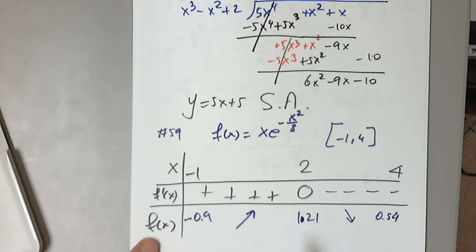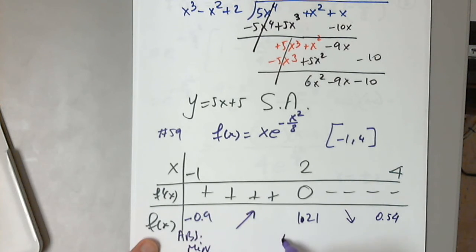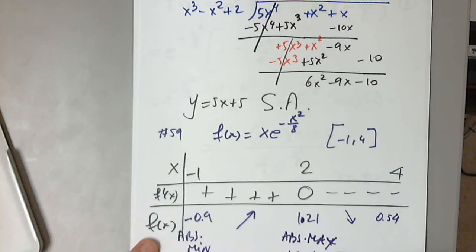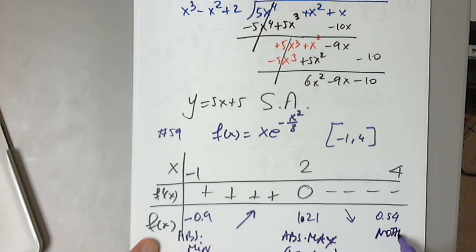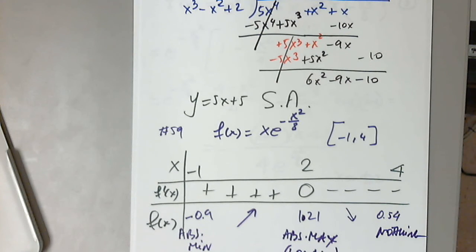So obviously, this must be the absolute min. This must be the absolute max, and also local. And this is nothing. Because the value of 1.21 is the maximum, the value of -0.9 is the minimum. The endpoints cannot be local. Is this okay? Okay. So next question.